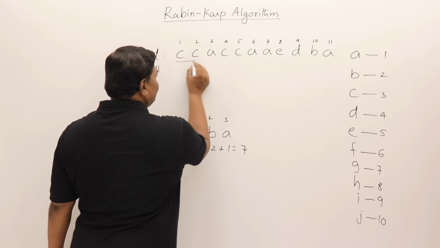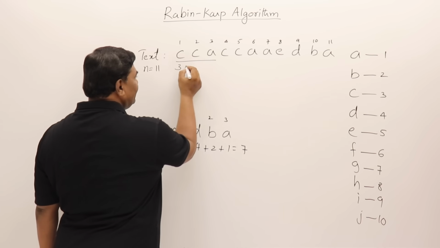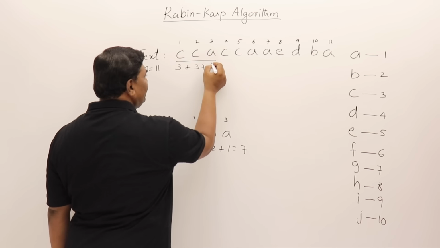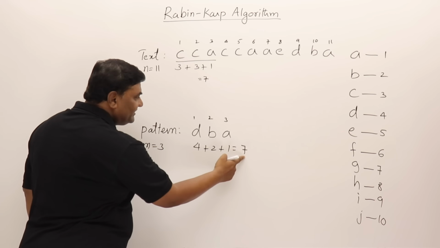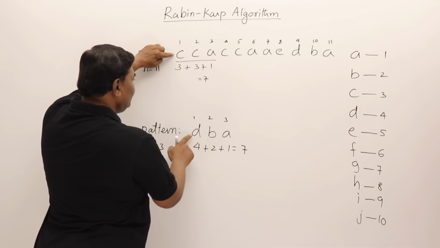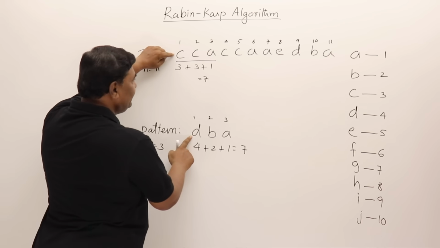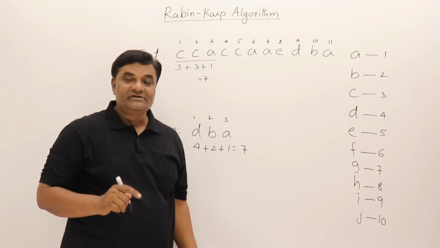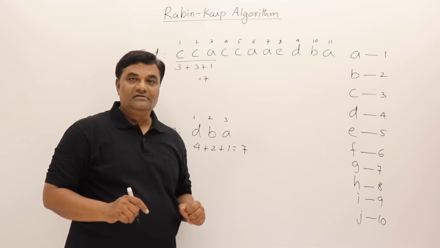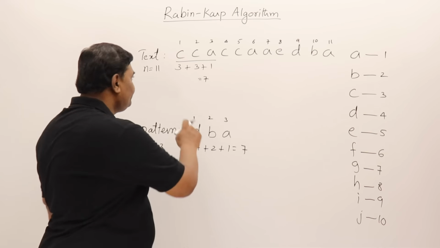Now, let us understand the drawback. First, take 3 letters from here. C is 3 and C is 3 plus A is 1. This is 7. 7 matching. Compare the alphabets. D. No, this is not same. So, though we got a match in hash code values, the string is not matching. Okay, go to the next.